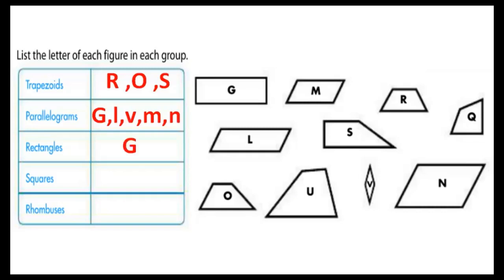Rectangles, just G is a rectangle. What is the difference between rhombus and rectangle and also parallelogram? The only difference here is that the rectangle has 4 right angles inside, whereas a square, there is no square, 0 inside this figure. Rhombus, just 1. Here is V. Okay, copy the answer and move to the next question in the same page.